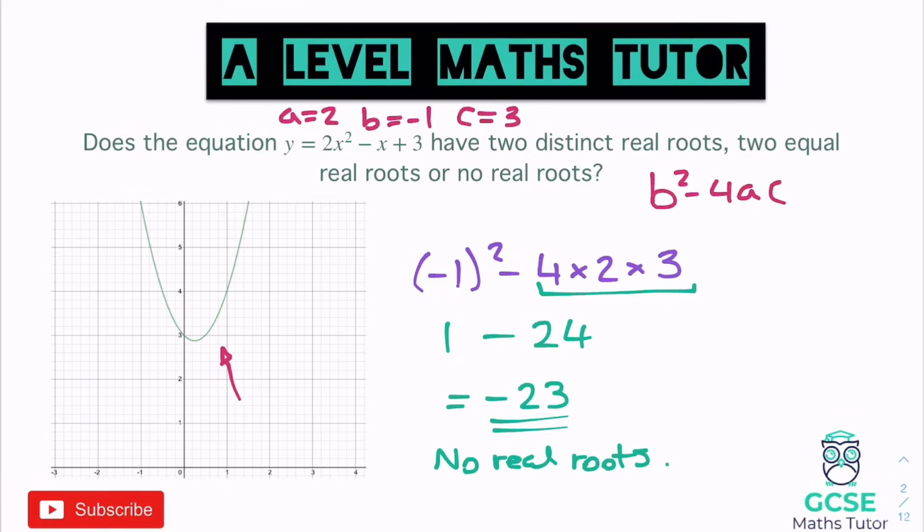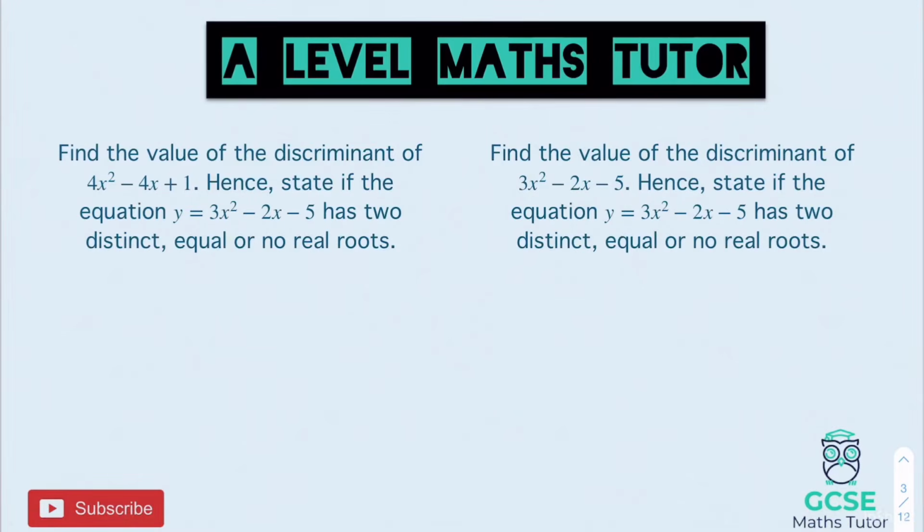Right, okay, so here's a couple of questions for you to have a go at before we move on. So there are 2 questions here. Can you find the value of the discriminant for both of them, and then also state whether they have 2 distinct roots, equal roots, or no real roots. So pause the video there, have a go, and we'll go over the answer in a sec.